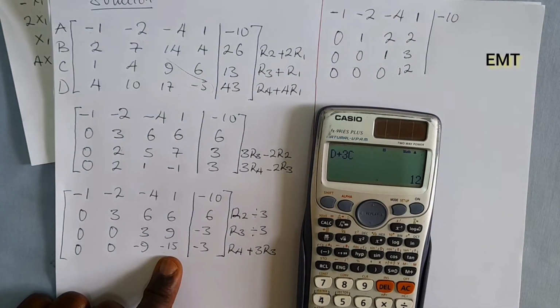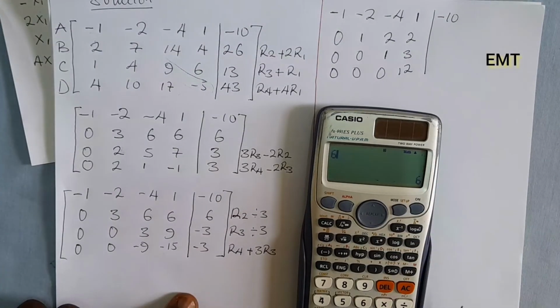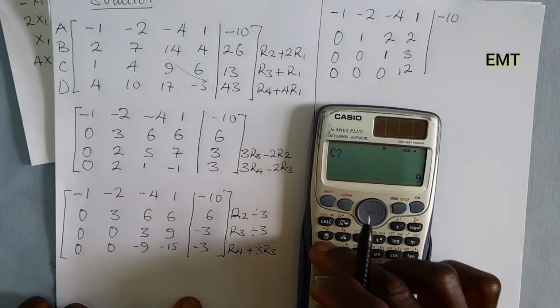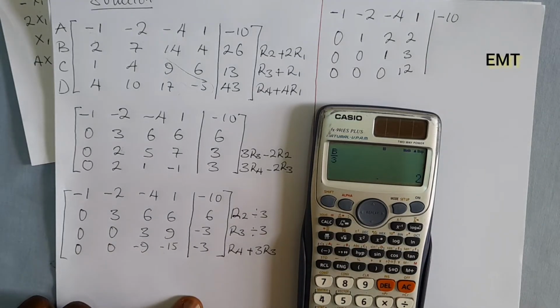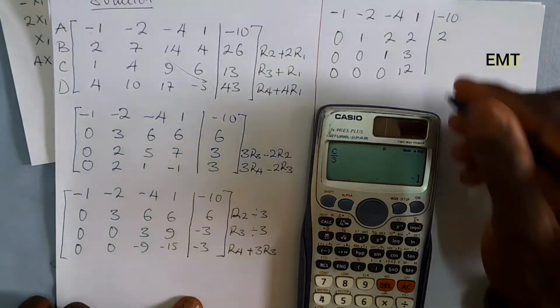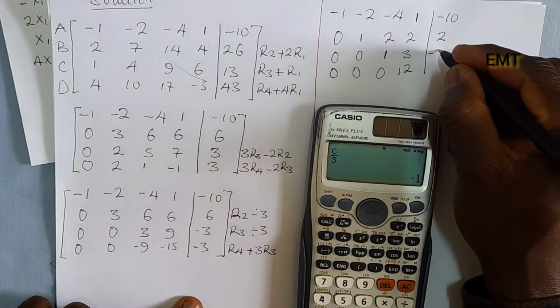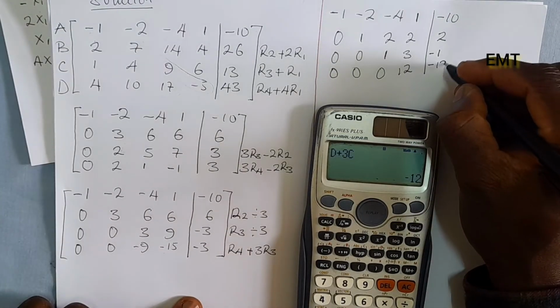We do the next operation. We have B is 6. C is -3. D is also -3. So our B is 2. Our C is -1. Our D is -12.